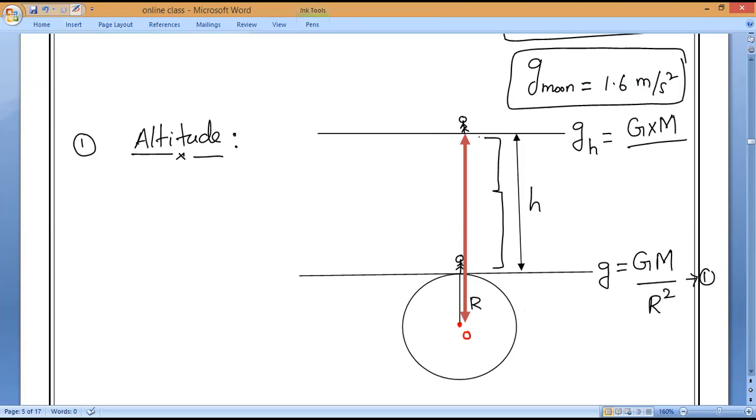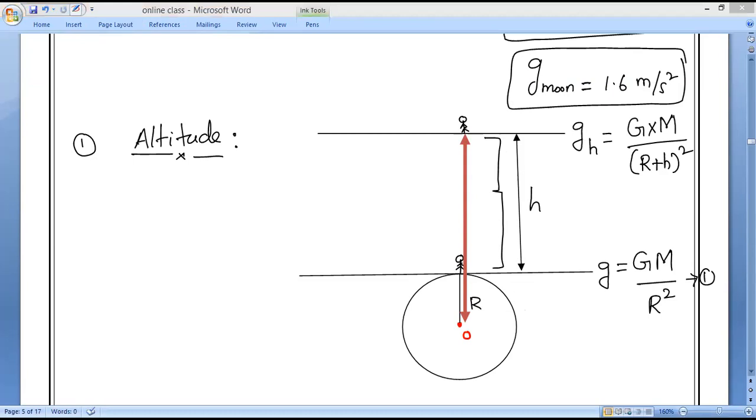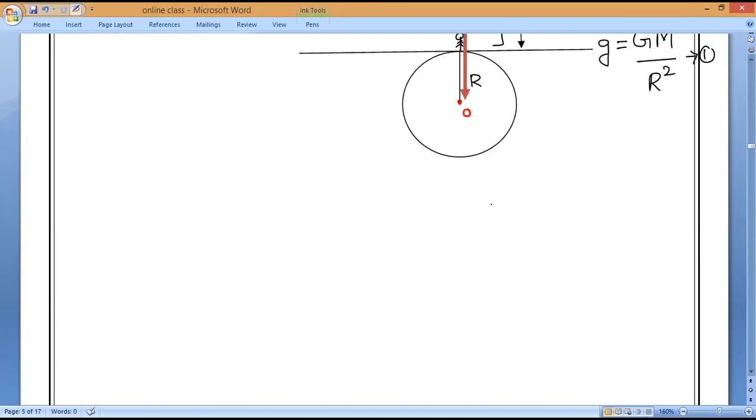So the gravitational force above a certain height is equal to capital G into capital M divided by R plus H whole square. Is it yes? Yes, sir. Now, divide equation 2 with equation 1. This is equation 2 and this is equation 1. Divide equation 2 with equation 1. We want to find the relation. Understand?